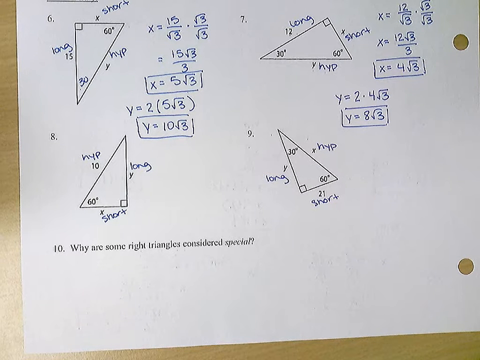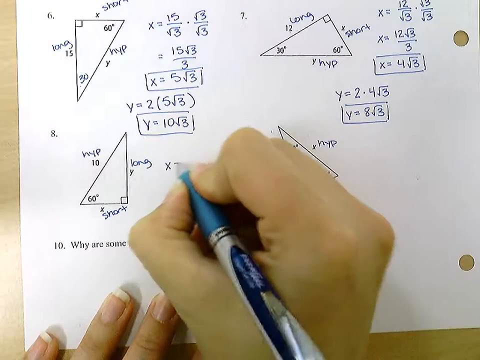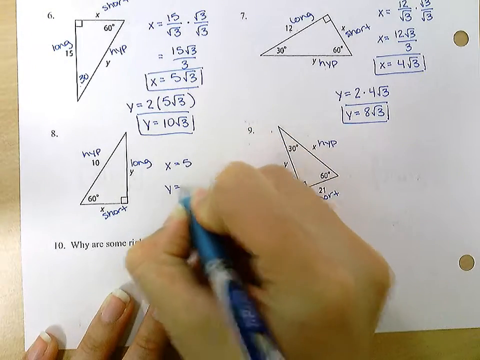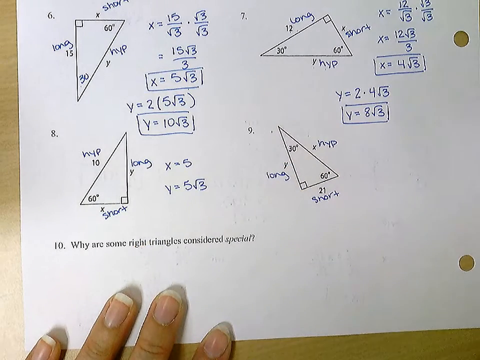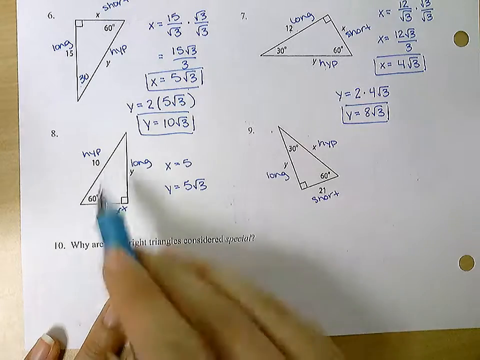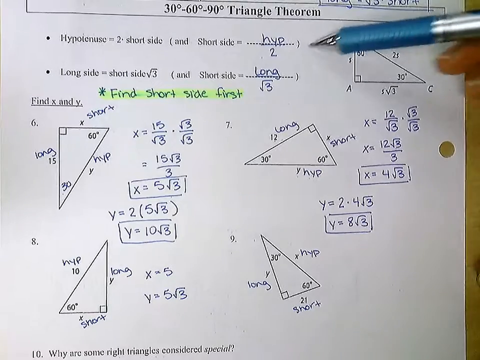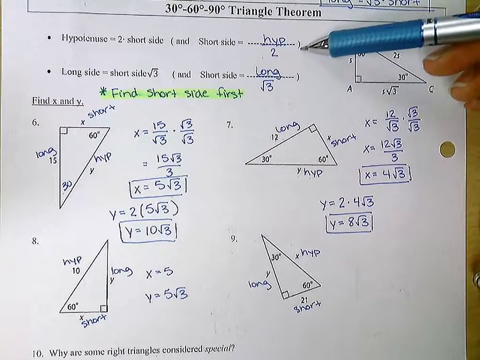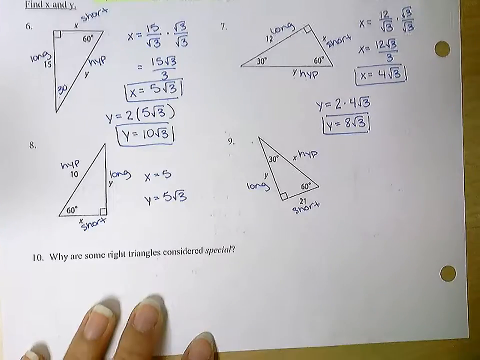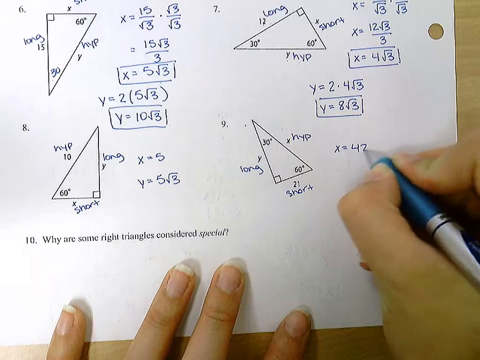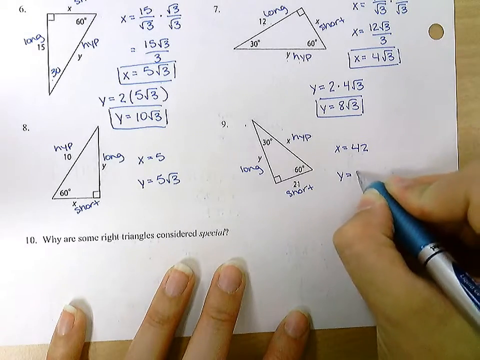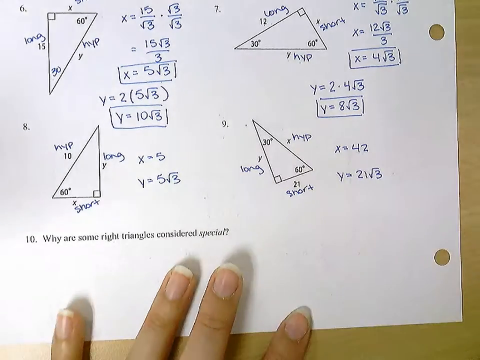Okay, so those of you who are done with 8, you should have x is equal to 5 and y is equal to 5 times the square root of 3. You were given the hypotenuse for that one, so finding the short side, you'd use this upper one right here. For 9, if you did 9, you should get x is equal to 42 and y is equal to 21 times the square root of 3.